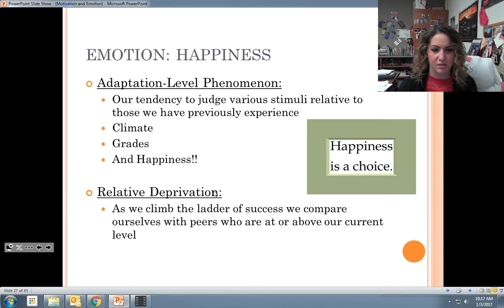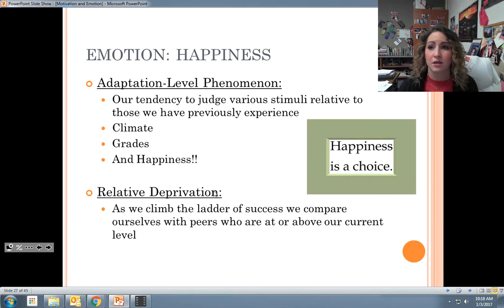Here are some terms. I'll give you a second to look at those and write them down. Adaptation level phenomenon: our tendency to judge various stimuli relative to those that we've previously experienced, whether that be happiness, but also could be climate. I think cold is anything below 70 because I live in Texas. But up in Michigan or up in New York, 70 is probably a heat wave, because they are judging that stimulus relative to experiences they've had. So their cold and hot is going to be different than my cold and hot because we've had different levels of cold and hot.